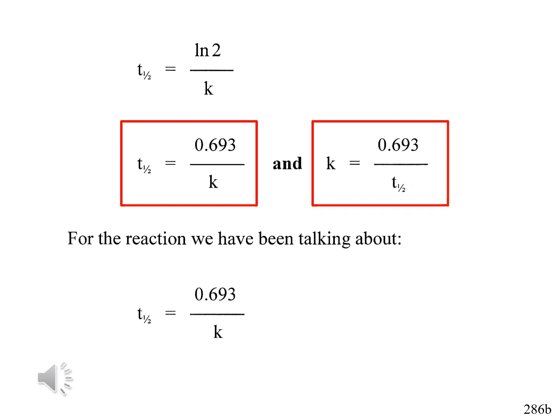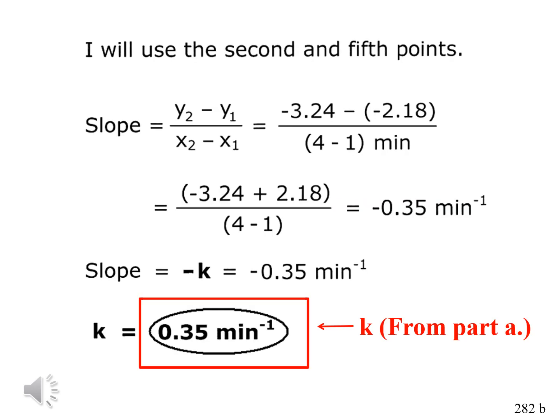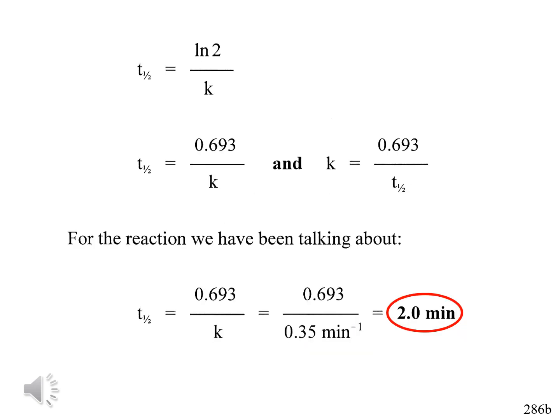So for the reaction we've been talking about, where we know the K value, the K value is still 0.35. So if we plug that in for K, we get a half-life of 2 minutes, and that's exactly what we found from the graph. So I would say we're 3 for 3.